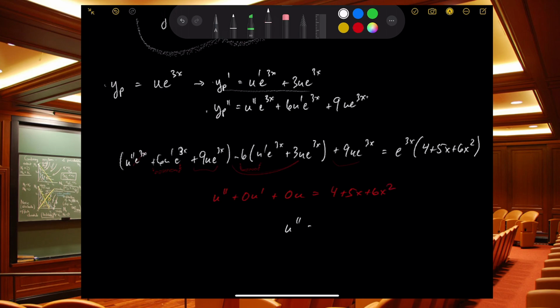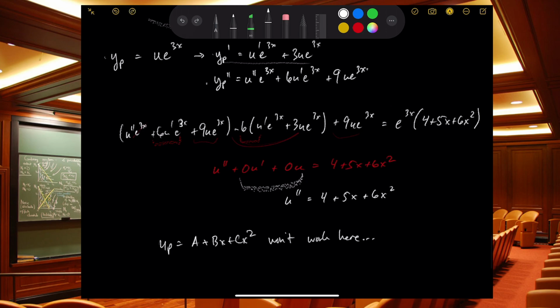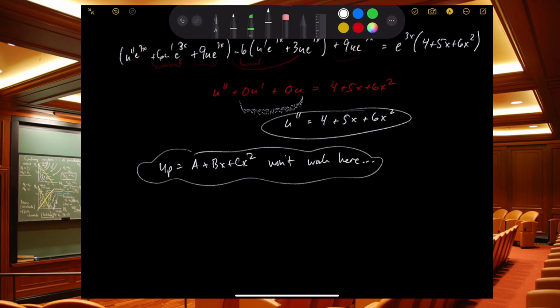So then, since those dropped off, again, u_p equals a plus bx plus cx squared won't work. Since they drop off in the middle here, we need to go 2 powers up. So essentially, you start here, and this is just a note: we're going to integrate twice to find what u_p should be. So u_p will integrate this right-hand side twice.